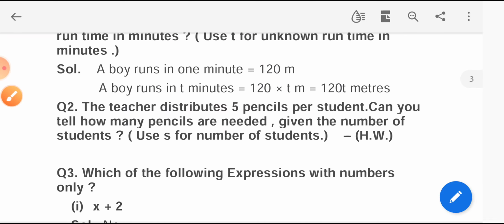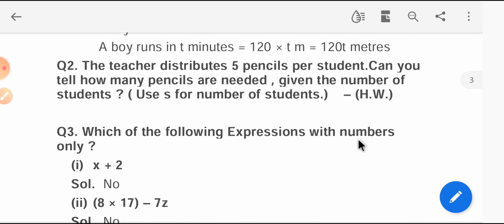Then see the question number 2. The teacher distributes 5 pencils per student. Per student मीन्स एक student को कितनी pencil distribute की गई? 5 pencils. So can you tell how many pencils are needed given the number of students? कितने students दिए हैं? s. If for one student they are giving 5 pencils, so for s students how much it will be there? It will be 5 multiply s. So like question number 1, you have to make the statement. After that you have to solve. So it is your homework.